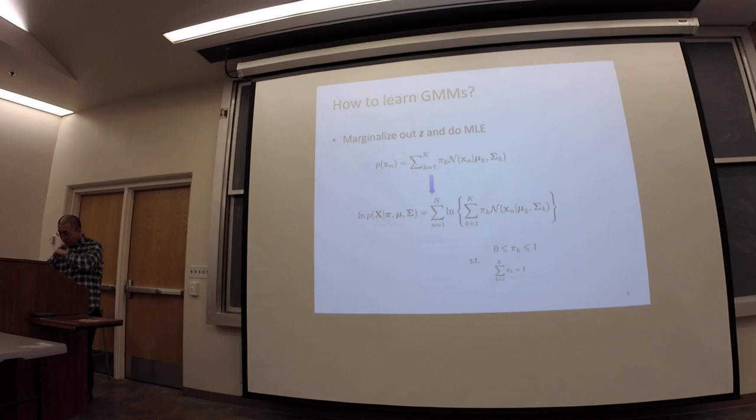So now, let us consider how we are going to learn this Gaussian mixture model. The first strategy is to marginalize out the cluster membership Z and then do maximum likelihood estimation. So if we marginalize out Z, what is the marginal distribution of Xn?